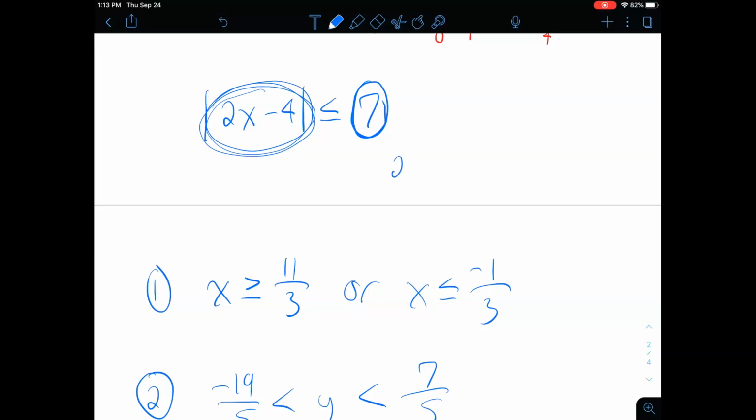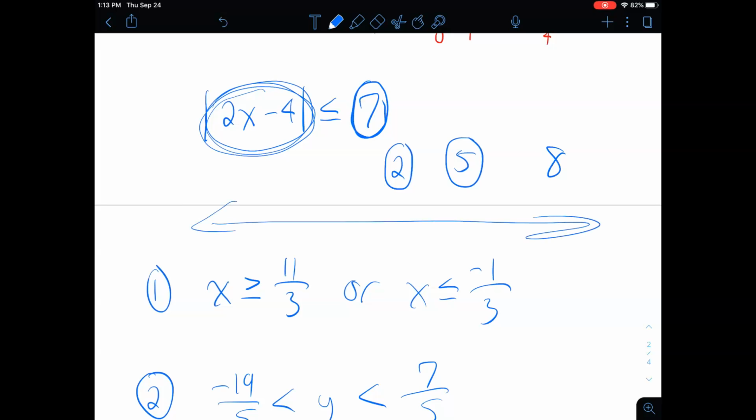So if you got a result that was like 2 or 5, these would both be numbers that are less than 7 away from 0, right? On the number line, they'd be between. And the numbers that are less than 7 away from 0 are going to be numbers that are between negative 7 and 7. And that's why we do the and problem, because these numbers in here are going to be numbers that work.